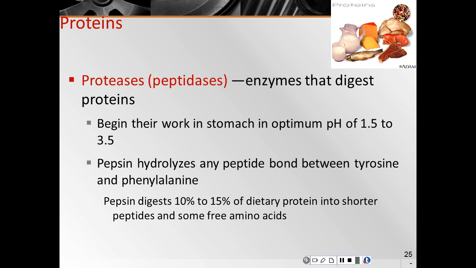Now, enzymes that digest proteins are called peptidases. Okay. Now, in the stomach, pepsin is going to hydrolyze the peptide bond between the tyrosine and the phenylalanine, breaking 10 to 15% of the dietary protein into shorter polypeptides and some free amino acids.